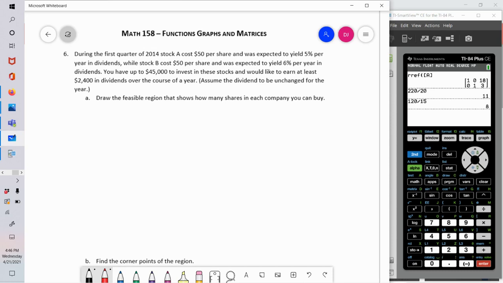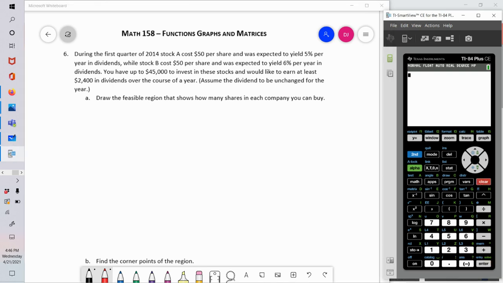One last problem, number 6. Okay, during the first quarter of 2014, stock A cost $50 per share and was expected to yield 5% per year in dividends, and stock B cost $50 per share and was expected to yield 6% per year in dividends. You have up to $45,000 to invest in these stocks. You'd like to earn at least $2,400 in dividends over the course of a year. You're assuming the percentages aren't going to change. It's kind of what we have to do, right?